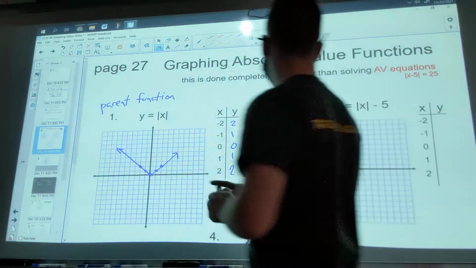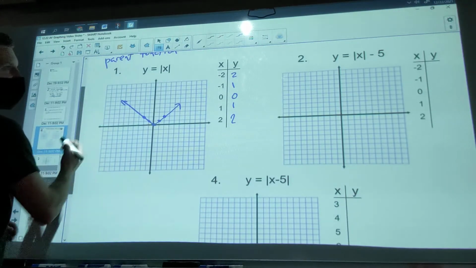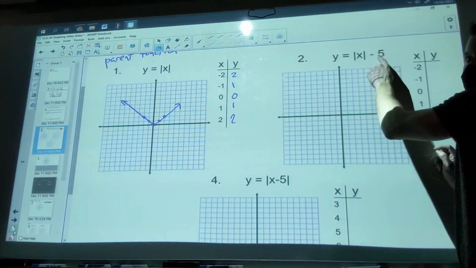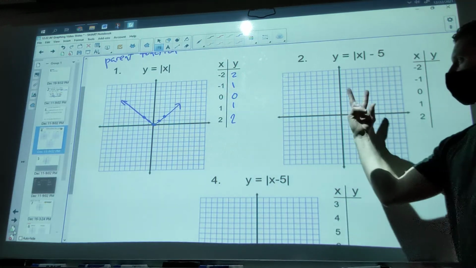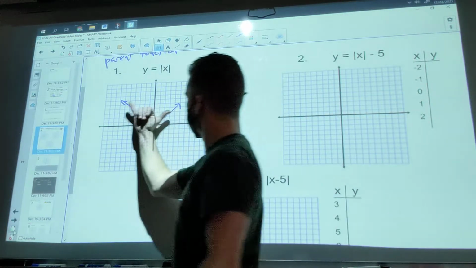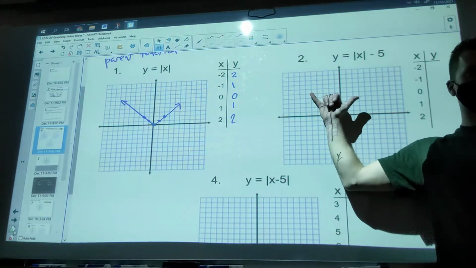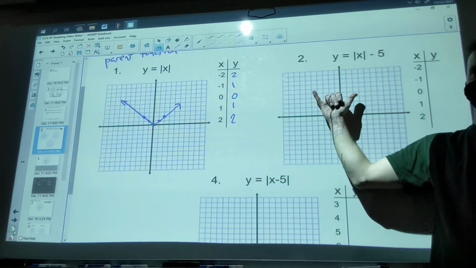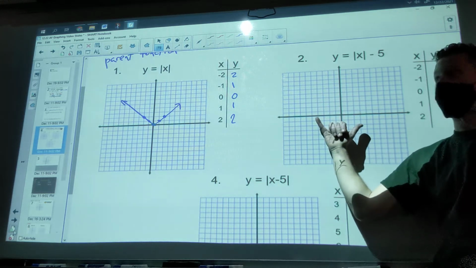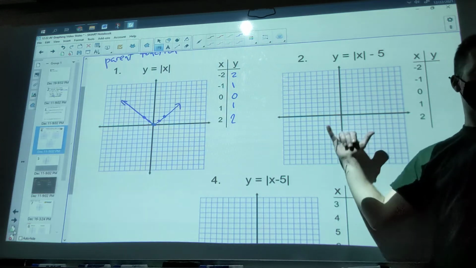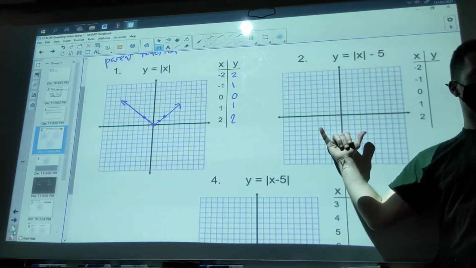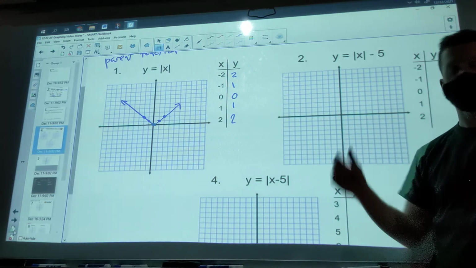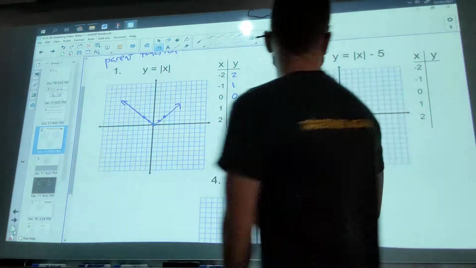All right, let's look at this second one. Looking at this, does anybody have any ideas about what's going to happen to our parent function when we have this -5 out here on the outside? If this is my parent function, what might change about it? So you're thinking maybe down by 5. Does anybody have any other guesses? Maybe left or right? Okay, so we're thinking down 5. Let's give it a shot.